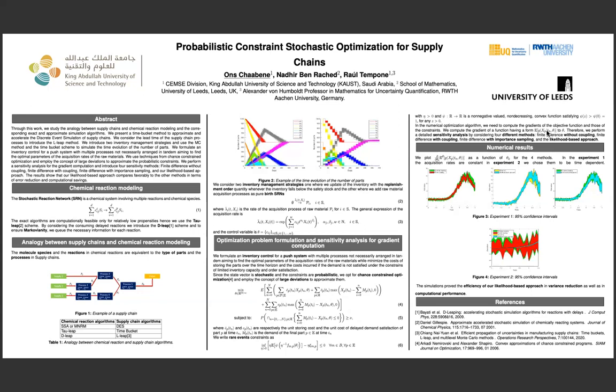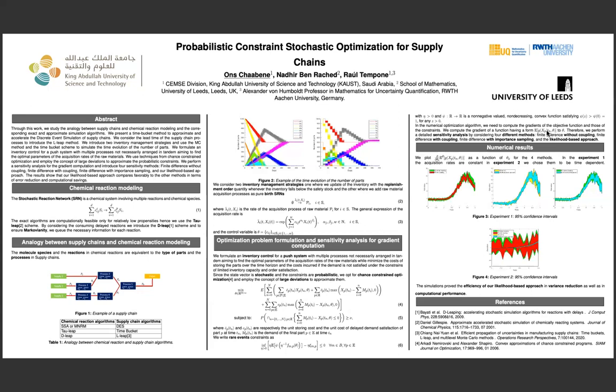So the first one is finite difference, to which we add the coupling to reduce the variance. And then we extend coupling to use importance sampling. And finally, we introduce our likelihood-based approach, where we use importance sampling twice for a fixed reference value theta bar.